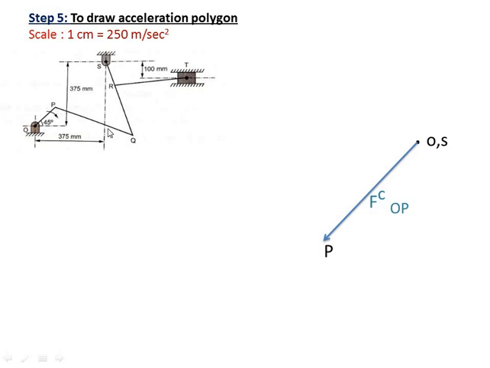Then we have to go for PQ. First you have to locate centripetal acceleration of PQ, then tangential acceleration of PQ. Centripetal acceleration of PQ is parallel to PQ towards the center of rotation. For PQ, P is the center of rotation. How to decide the center of rotation? If I say link QP, then Q will be the center of rotation. If I say link PQ, then P is the center of rotation.